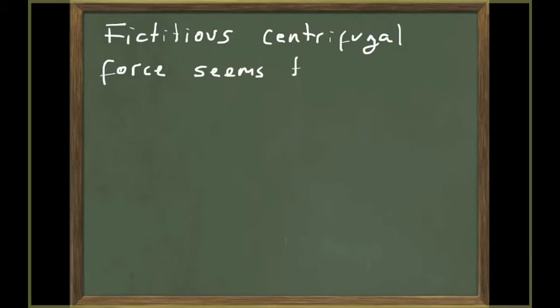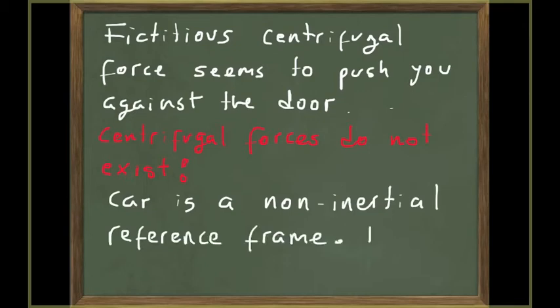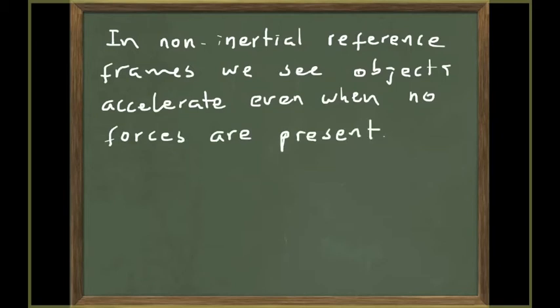This force is usually referred to as centrifugal force, and it is actually a fictitious force because this force does not exist, even though it seems quite real for you and the passengers in the car. So why do we say that this force does not exist? That's because the car is a non-inertial reference frame, and in a non-inertial reference frame, funny things can happen. For example, we see objects accelerate even when no forces are present. And this is what's happening in the case of the turning car and the passenger.